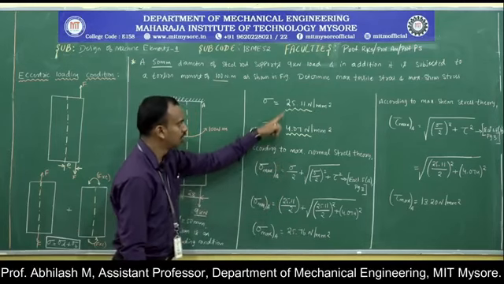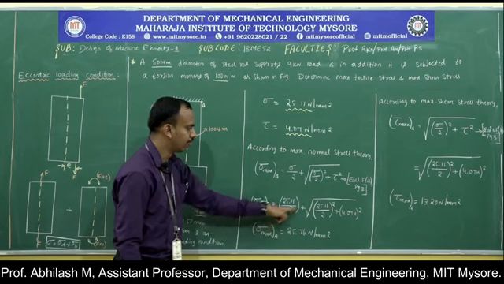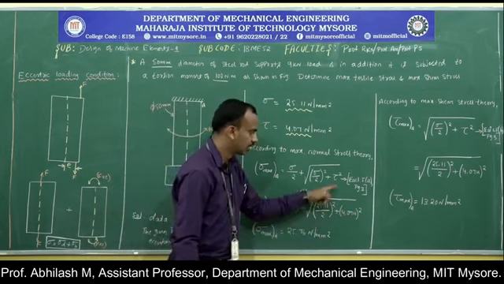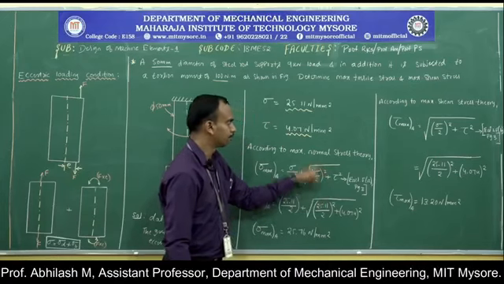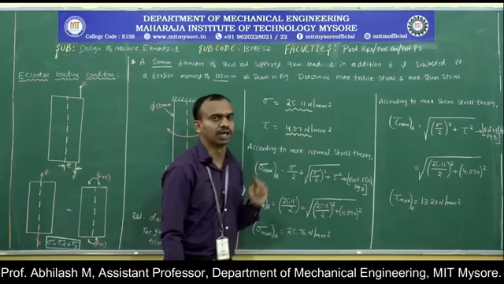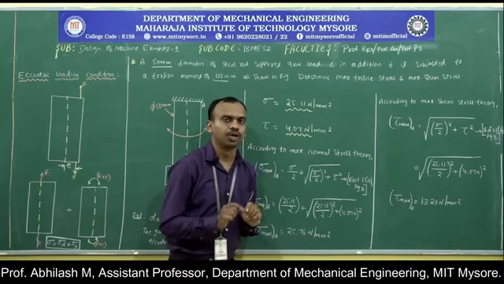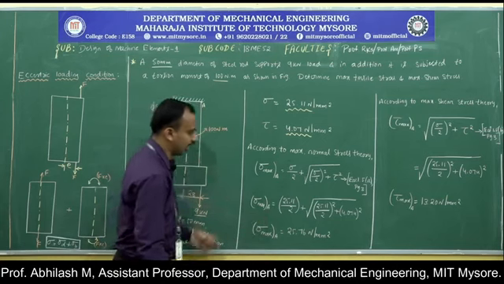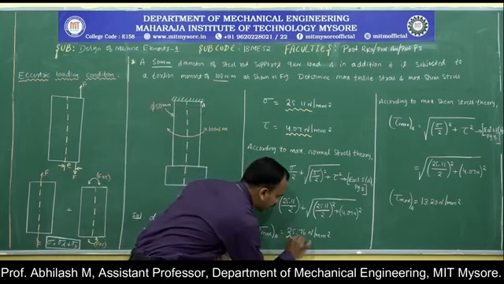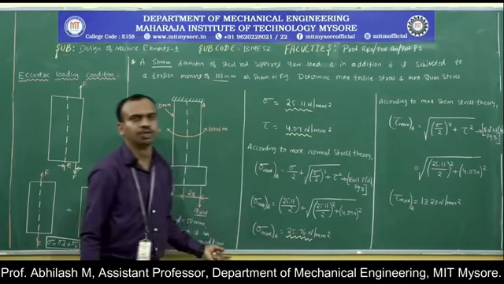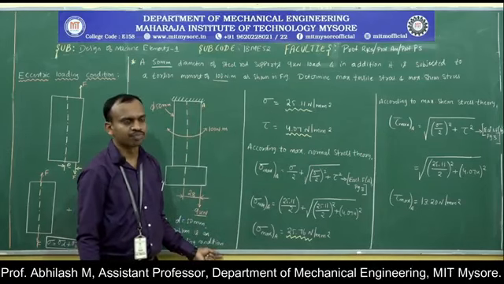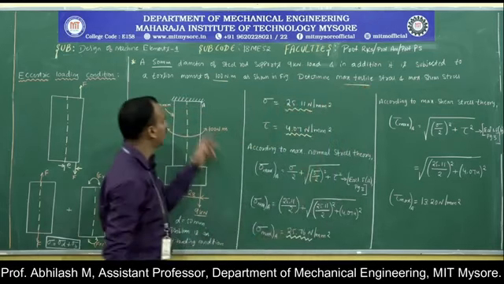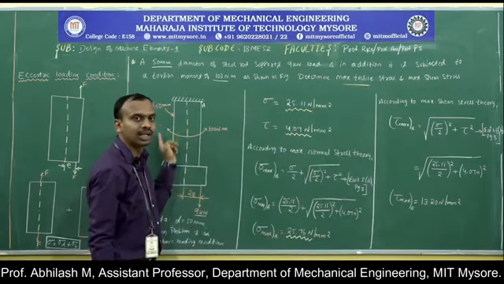That is, sigma value is 25.11 divided by 2 plus square root of (25.11 by 2) square plus the tau value that we have calculated, 4.07 Newton per millimeter square. We obtain the maximum tensile stress acting at the point A, and the value is 25.76 Newton per millimeter square. So this is the maximum amount of tensile stress acting at the point A for the given loading conditions.